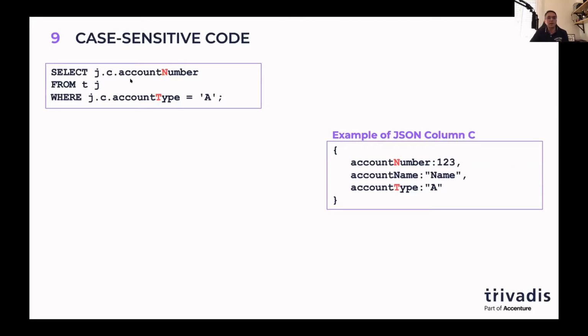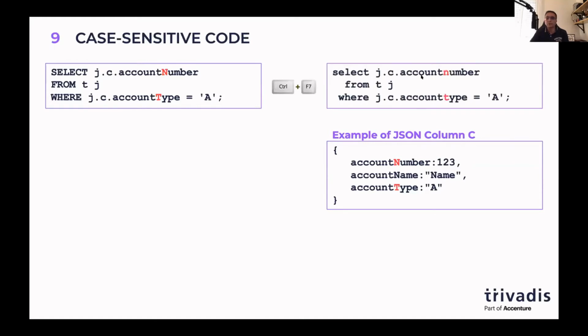Here's a simple example. I query from a table T, column C is a JSON column, and I get access to the account number here. That's the JSON object I have, and then I can access the account number, or account type here in the where clause. When I press Ctrl F7, I will produce a result. Maybe when I say to convert identifiers to lowercase, then I will convert this uppercase number here to lowercase and the type as well. This statement still works, but it does not produce the same result.